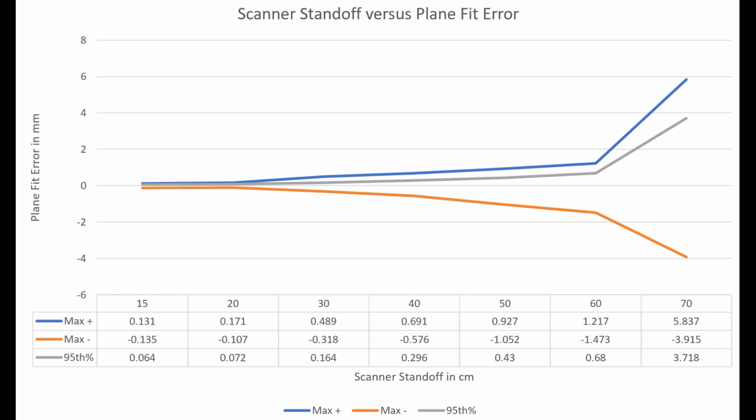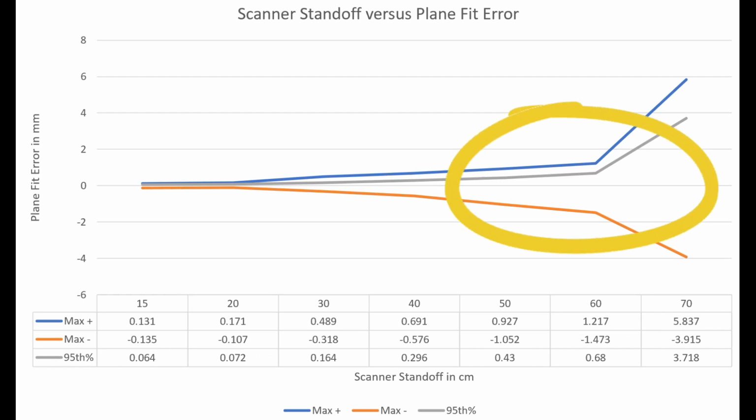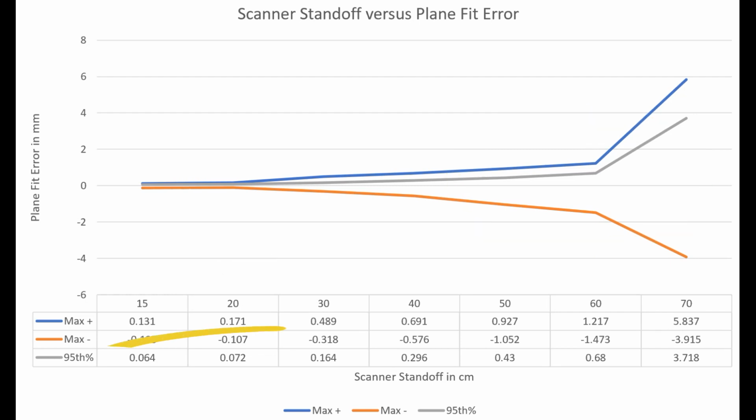This chart shows you a couple of things. One, when you're in body mode, you can do much larger standoffs, and you get larger fields of view, but you can get some pretty huge errors as you get out to 70 centimeters. It also shows you that if you stay in the recommended standoff range of 15 to 40 centimeters in feature mode, you can stay under a third of a millimeter error.